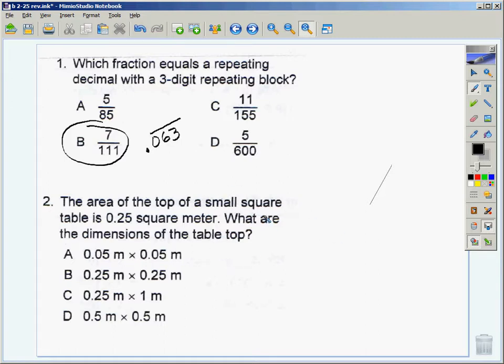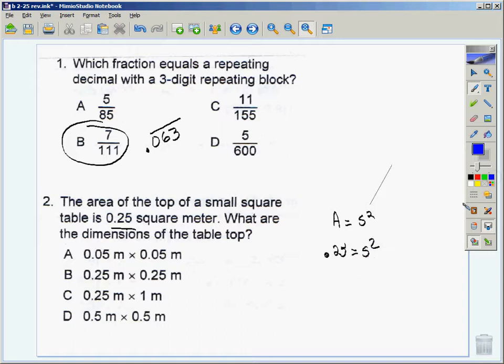The area of the top of a small square table. They're talking about the area of a square table. I'm going to write down the formula for a square. Area equals side squared. They said the area is 0.25 square meters. So I'm going to replace A with 0.25.